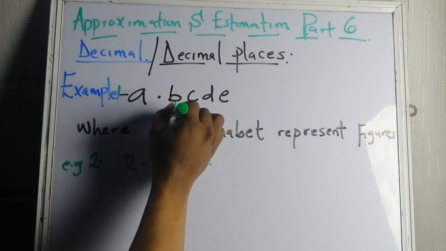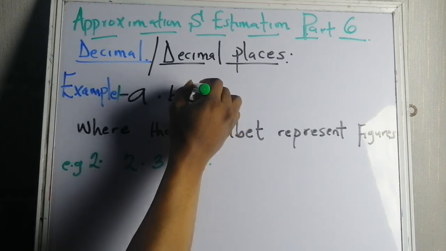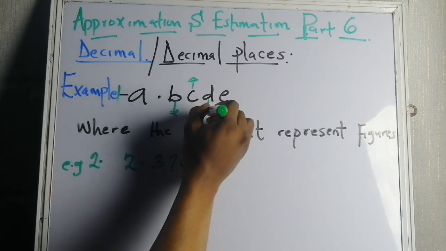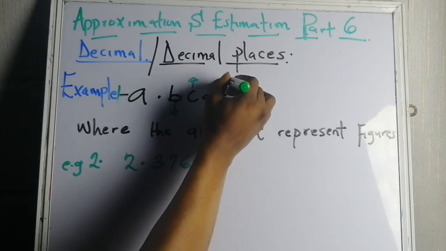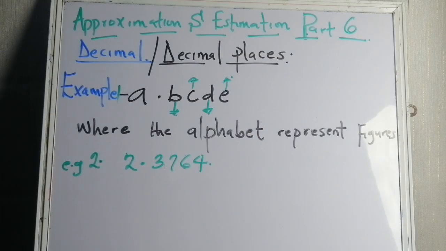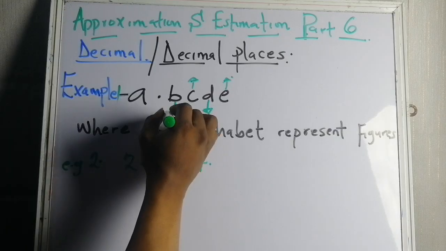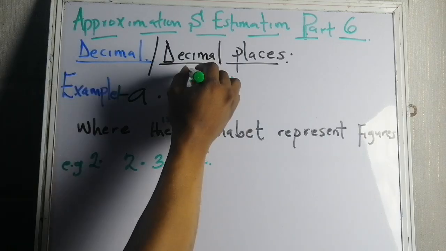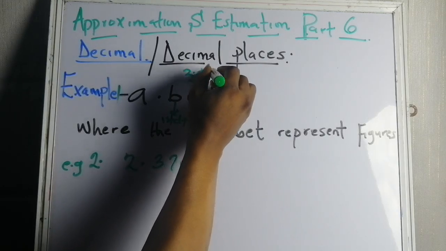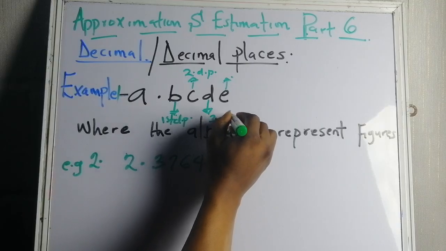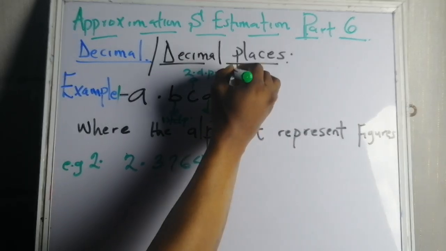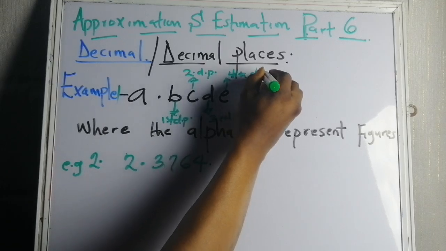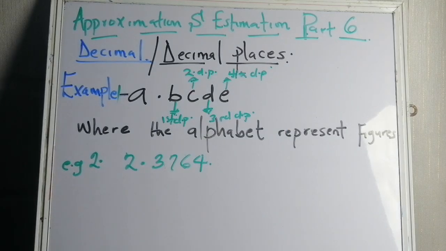this is the first decimal place, this is the second decimal place, this is the third decimal place, and this is the fourth decimal place. It depends on what figure is given to you in the question. So according to what I said, this is the first decimal place, this is the second decimal place, this is the third decimal place, and this is the fourth decimal place. It's as simple as that.